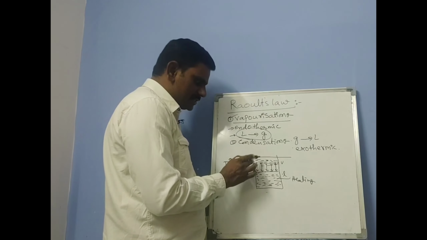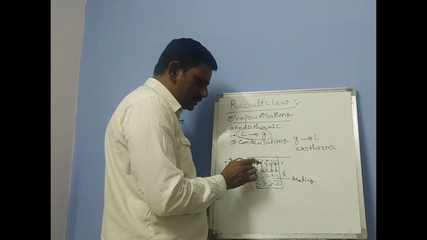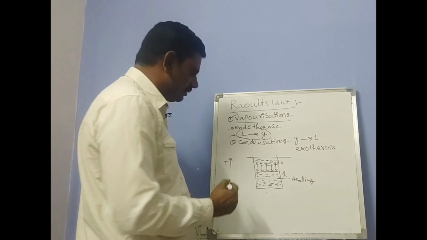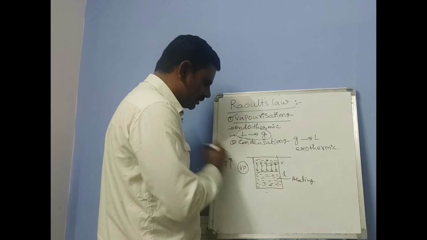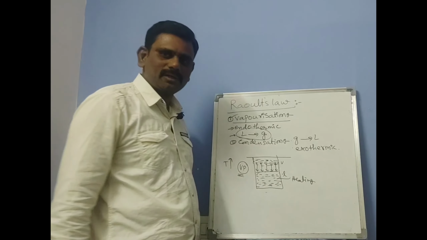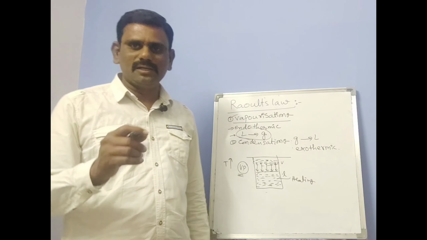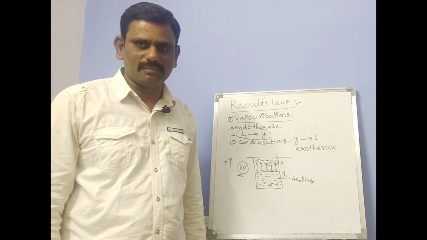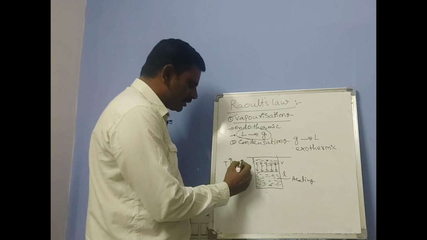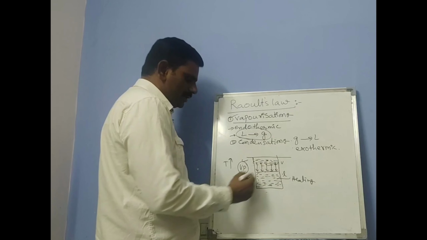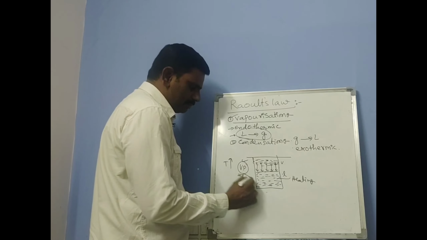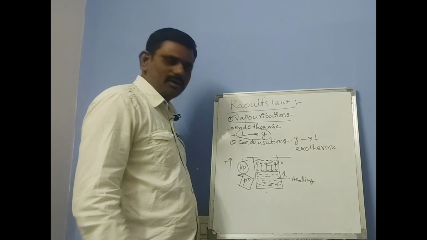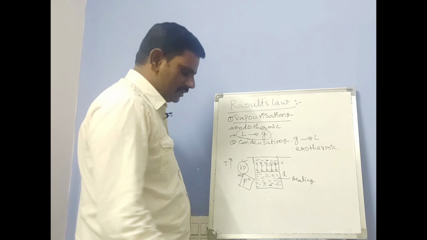The pressure exerted by the vapor over the surface of the liquid at a given temperature is called the vapor pressure of the liquid. Vapor pressure means the pressure exerted by the vapor over the surface of the liquid at a given temperature. Usually we denote it like P0. P0 is the vapor pressure of the pure liquid.